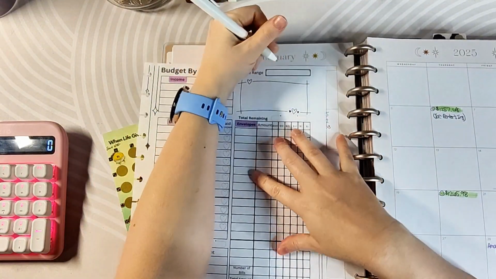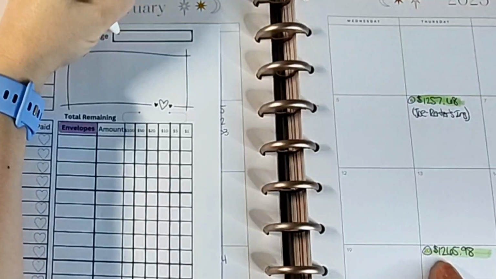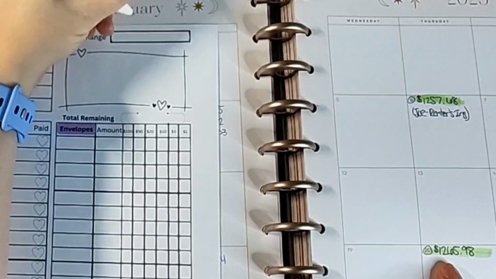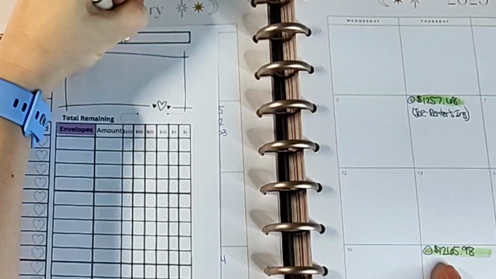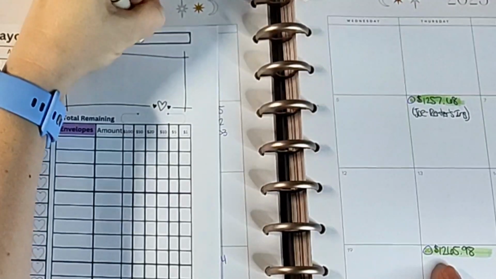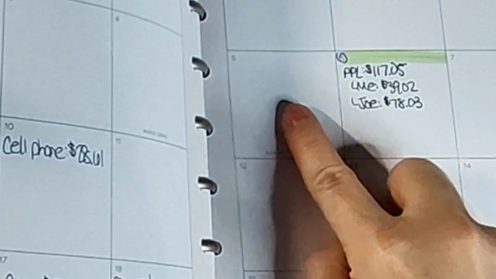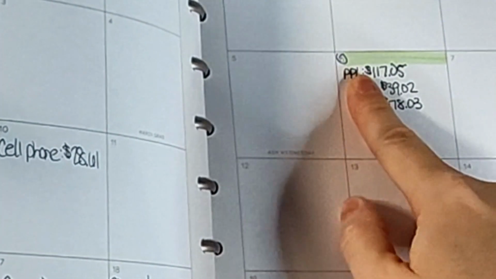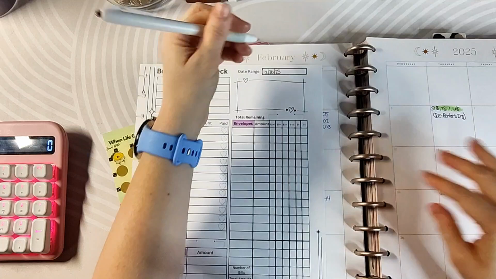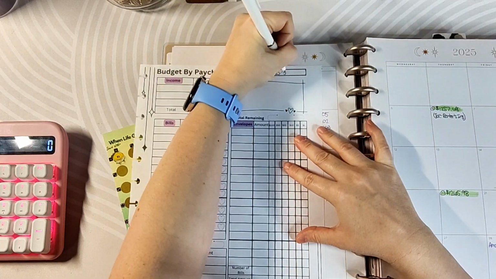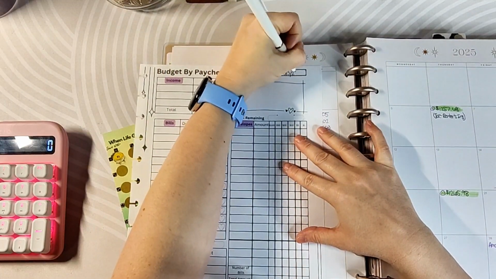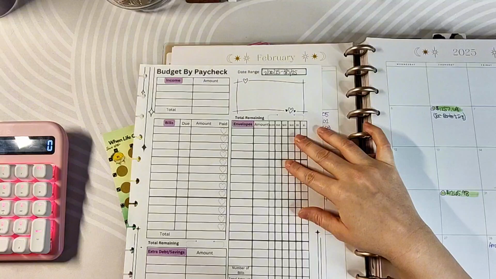So the pay range is going to go from, can you see all of this? From February 20th to March 5th, since I get paid again on the 6th, so March 5th. I have limited time here, but how are you guys doing?